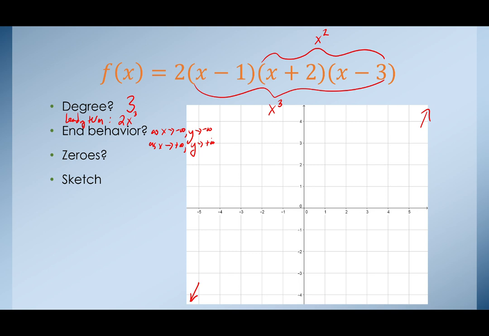Now, next up, where are the zeros? Hopefully you remember that in factored form, if any one of those factors is equal to 0, the whole thing is equal to 0. So our zeros are going to happen when x minus 1 is equal to 0, when x plus 2 is equal to 0, and when x minus 3 is equal to 0. So our zeros are going to happen at 1, negative 2, and 3.